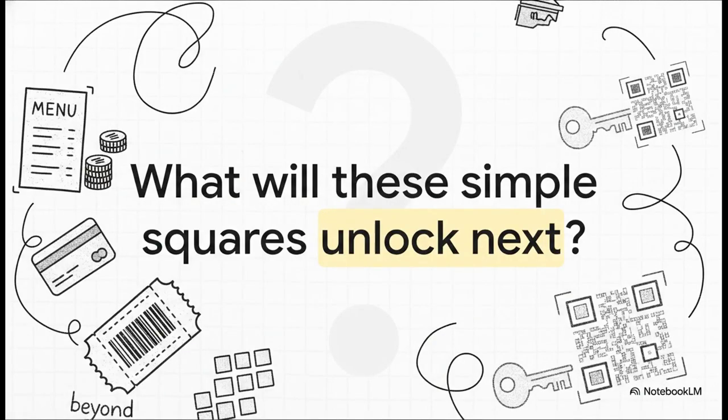From menus and payments to tickets and beyond, they're already everywhere. The only question left is, what will these simple squares unlock next?